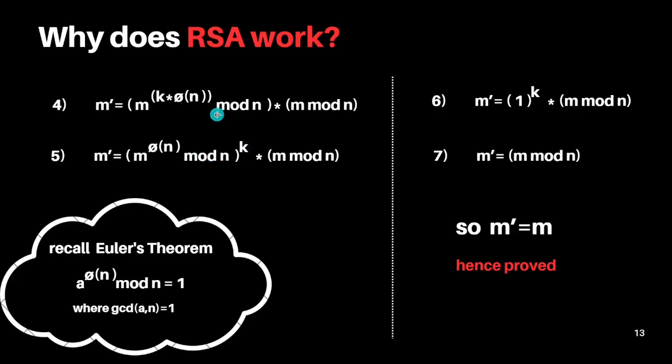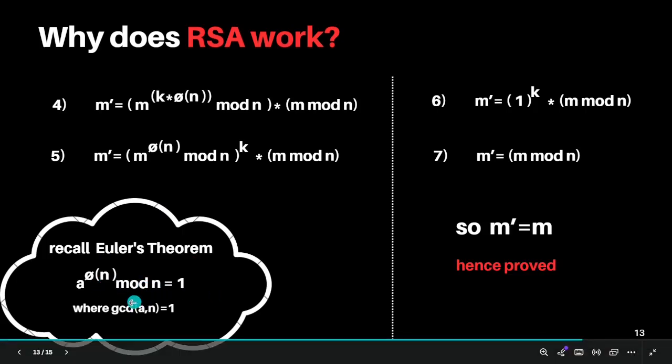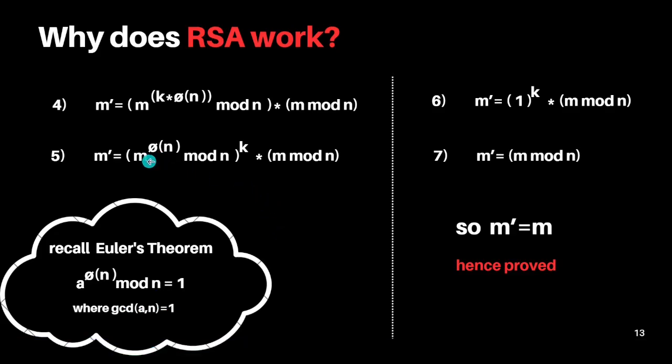k. So this can be transformed into this, and if you recall Euler's theorem, a power phi of n mod n equals 1, where GCD of a comma n is 1. So if you look at this, it is in the Euler's theorem form. Here is the phi of n and here is n, and we know that m will be taken such that GCD of m comma n is 1. So this satisfies Euler's theorem. That is why we learnt Euler's theorem in this video. So now this expression will result in 1.